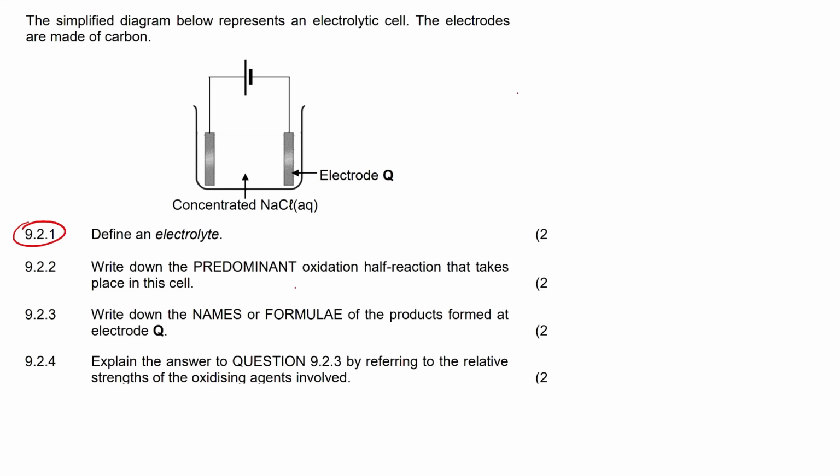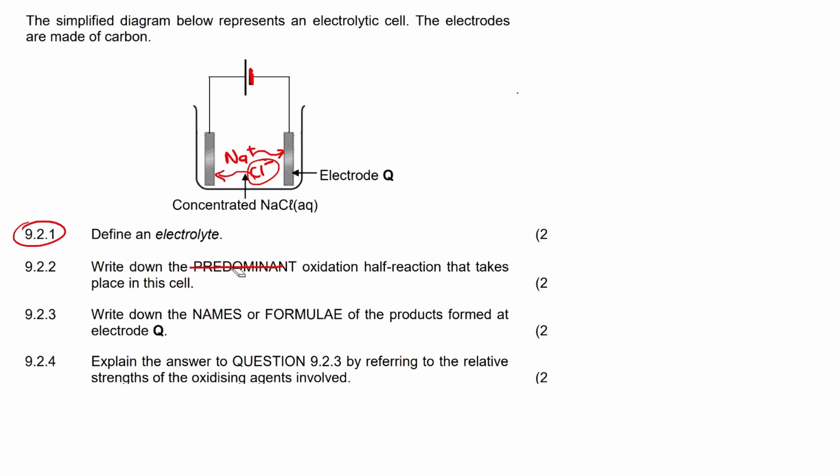Okay, next one. Write down the predominant. Why are you using words like that? Just say write down the oxidation that takes place in the cell. Okay, right, let's see what we have here. So we've got concentrated NaCl. So this is going to be broken up into Na plus and Cl minus. Now, all that will happen is that the Na plus is naturally going to be attracted to this electrode because it's negative. And then the Cl minus would naturally be attracted to this electrode because it is positive and opposites attract.